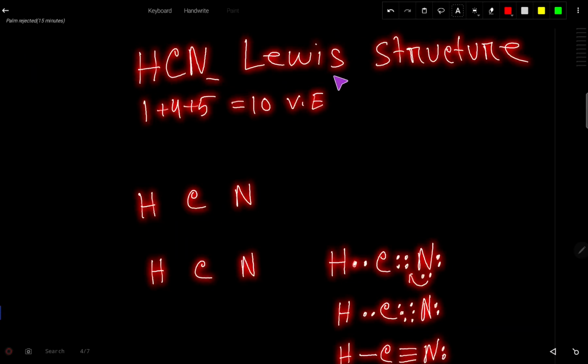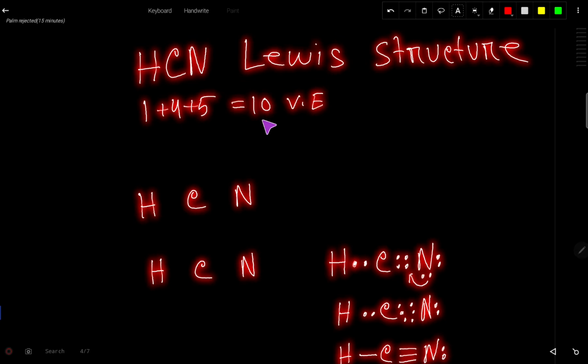HCN Lewis structure, right? HCN means hydrogen cyanide. Hydrogen is an element of group 1A, so it has one valence electron. Carbon is an element of group 4A, so it has 4 valence electrons. Nitrogen is an element of group 5A, so it has 5 valence electrons, right? So in total we have 10 valence electrons.